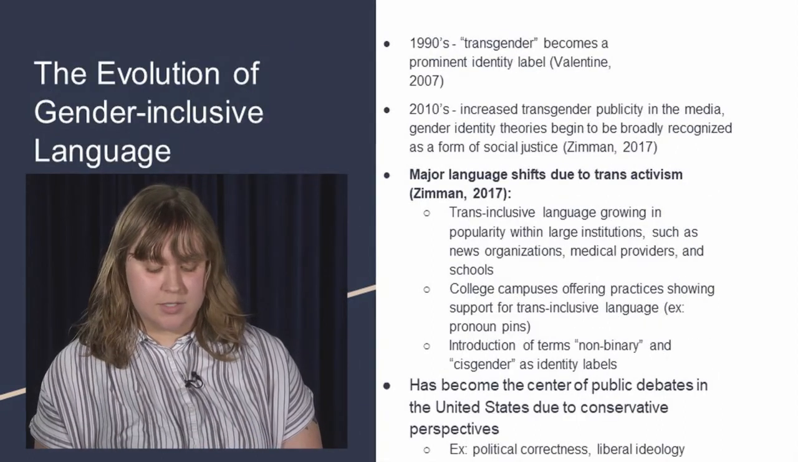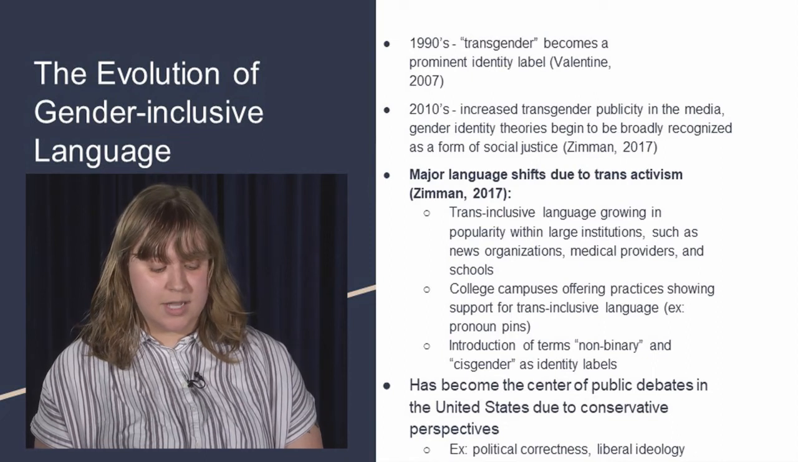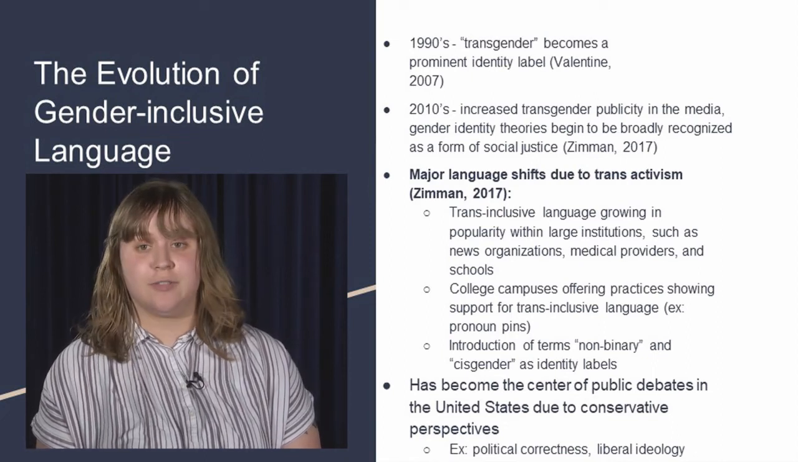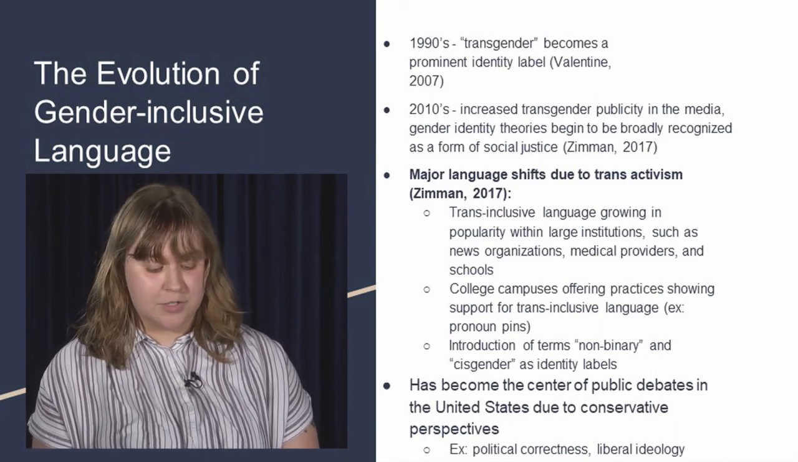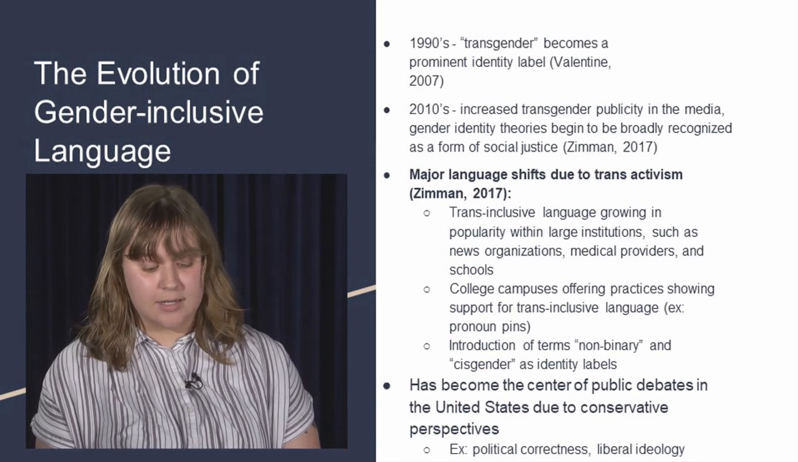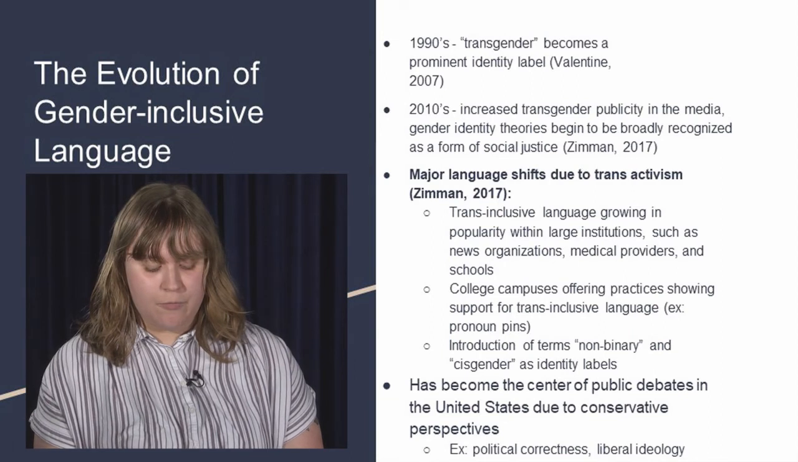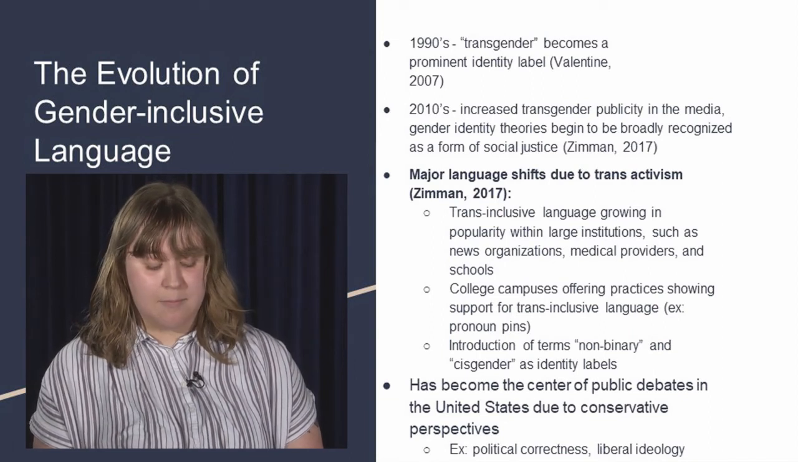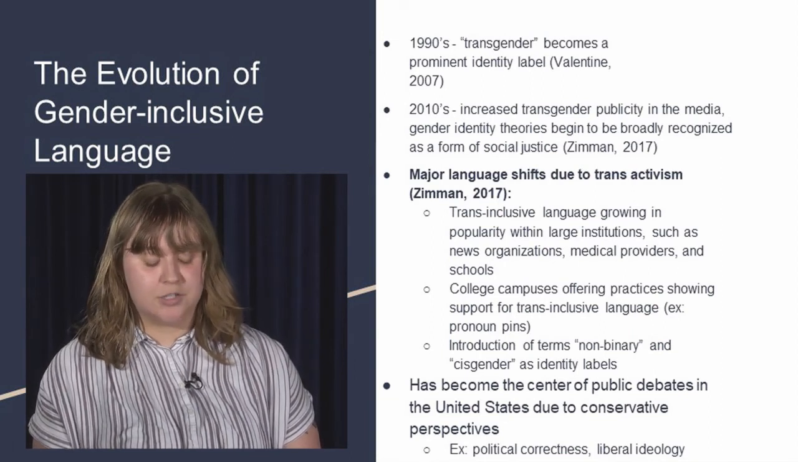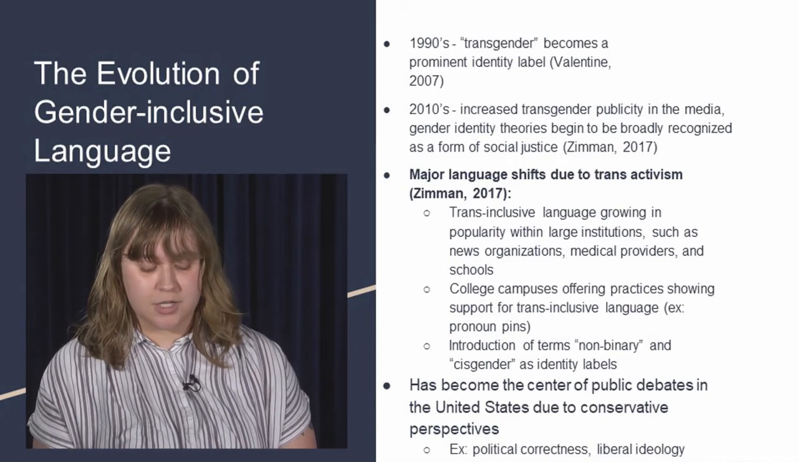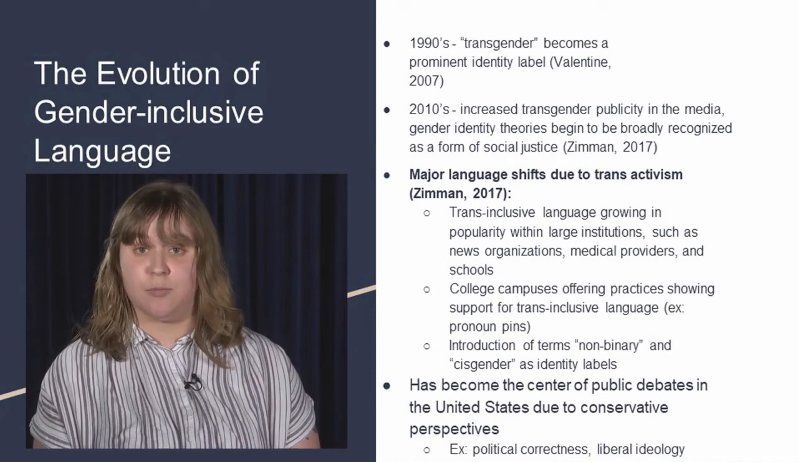Now we are going to discuss the evolution, importance, and use of gender-inclusive language. Going back to Jill's history slides, we start off in the 1990s when transgender became a prominent label for one's identity. From then through the 2010s, this gained massive publicity and was recognized in gender theories as a form of social justice due to activism of trans people.